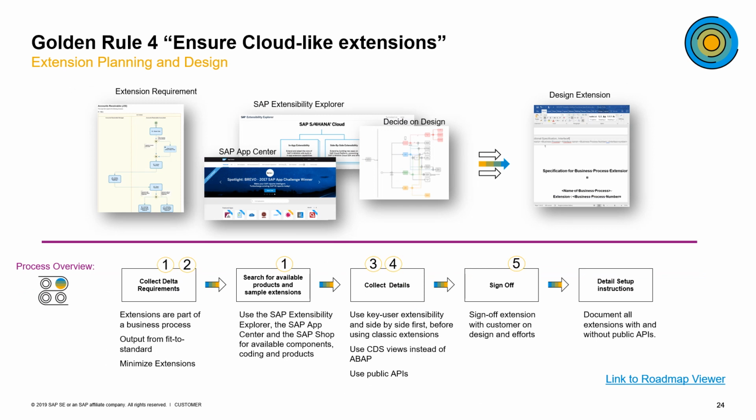The fourth golden rule is to ensure cloud-like extensions. If you have a requirement that cannot be fulfilled by standard functionality, then there is a need for an extension. One solution is to use OpenAPI.